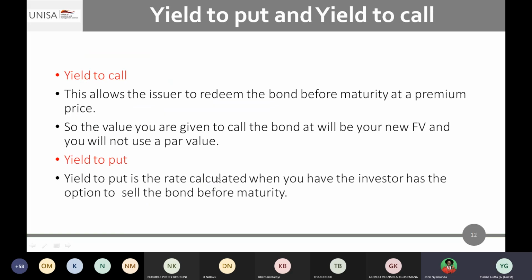All right. So don't feel uneasy, because for all the bond calculations we're going to use the same method on the calculator, so you'll get enough practice. We're now going to calculate yield to put and yield to call. With the yield to call, the issuer, the person asking for money, can redeem the bond before maturity at a premium price.